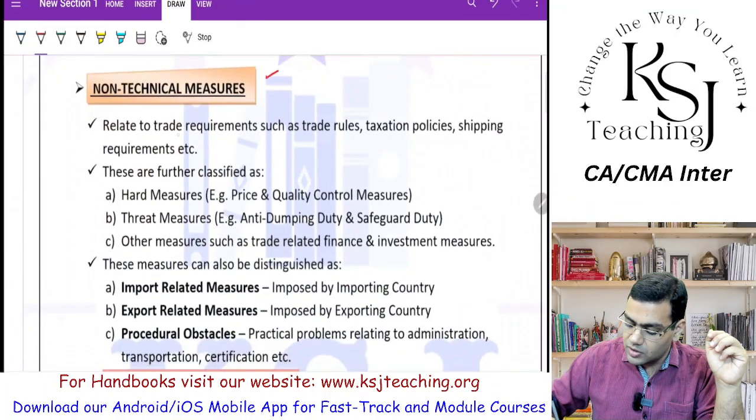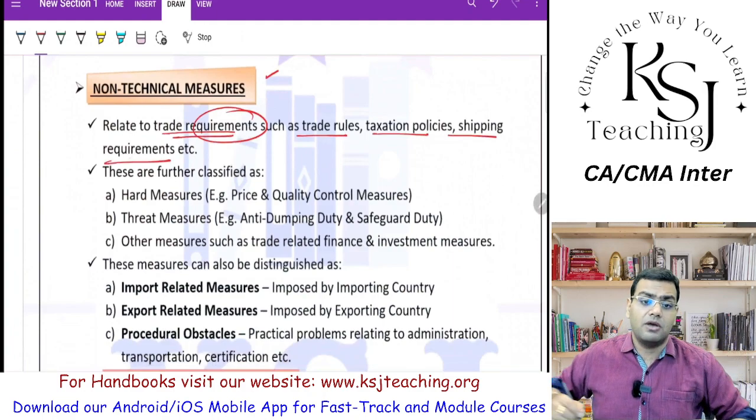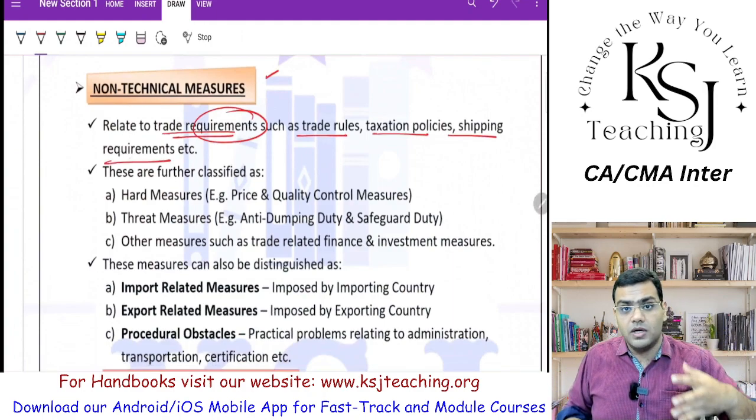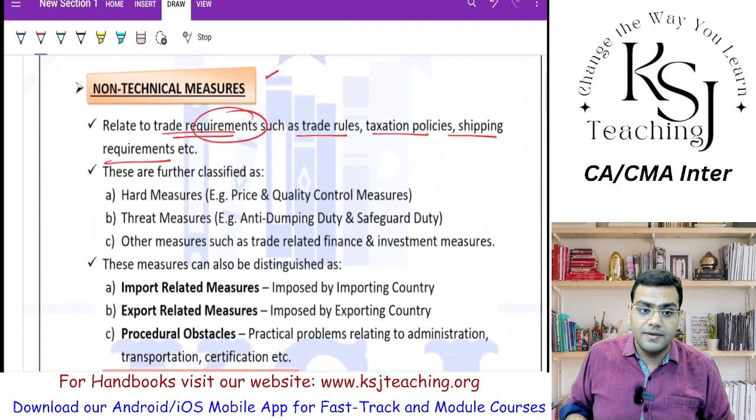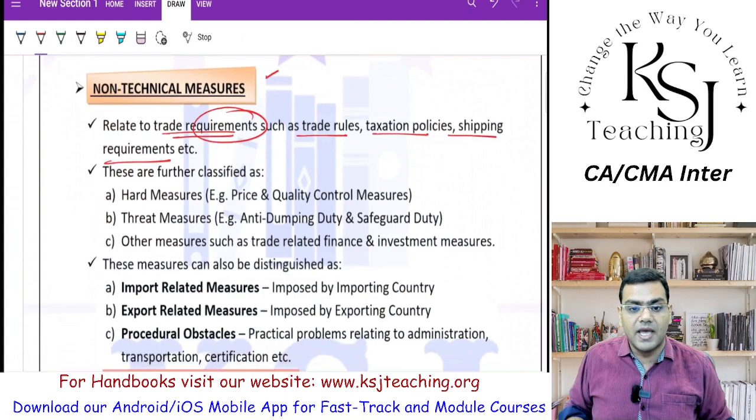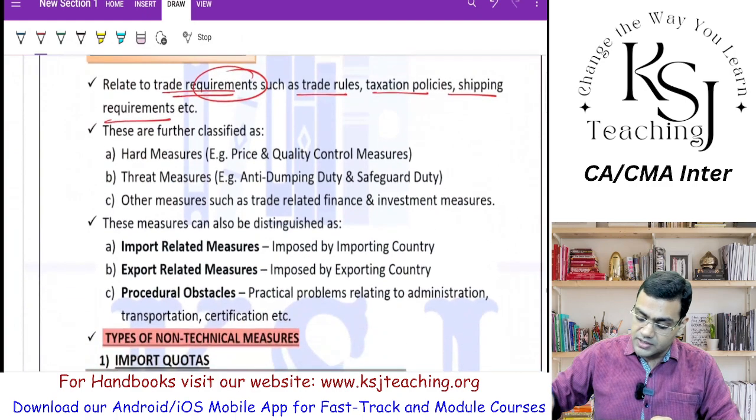They relate to the trade requirements such as the trade rules, taxation policies, and the shipping requirements. Now you say that you want the shipping from this particular company, that might be a costly one, right? Or the trade rules can be put into place which restrict the trade, right? Various policies can be there.